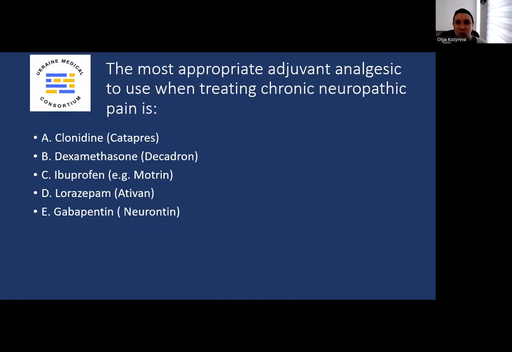So, next question. What's the appropriate adjuvant we would use for chronic neuropathic pain? Clonidine, dexamethasone, ibuprofen, lorazepam, or gabapentin? And maybe a combination. I agree with you. Yes, gabapentin and dexamethasone or prednisolone. Do you use more dexamethasone or prednisone? Both medications are easily available. Prednisolone, dexamethasone, and methylprednisolone without problem. Okay.